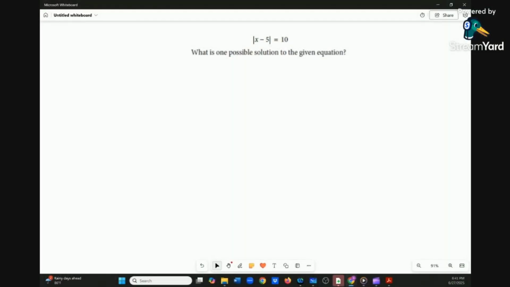So what we're going to look at is this question here. We are asked, what is one possible solution to the given equation? And of course, we see the equation is the absolute value of x minus 5 is equal to 10. Now, the backstory here: when we talk about absolute value, you have to understand what the definition of absolute value is.